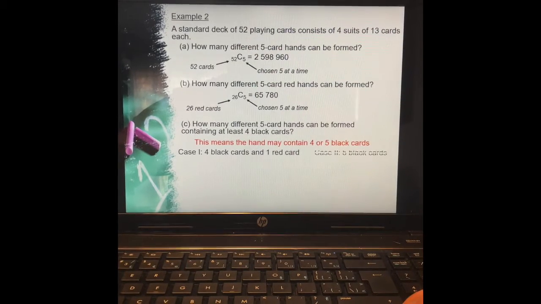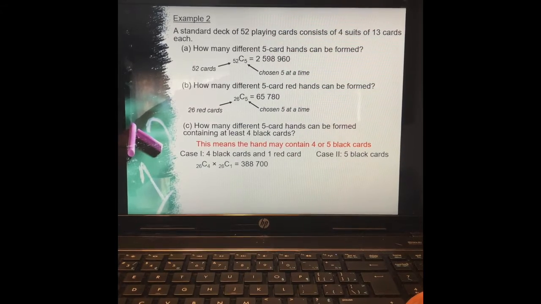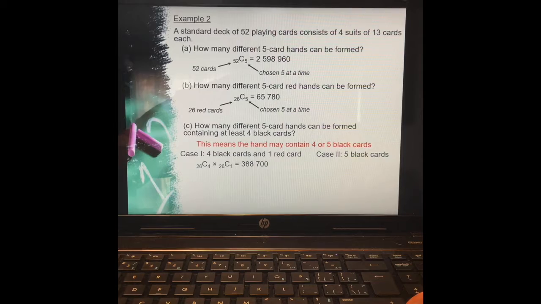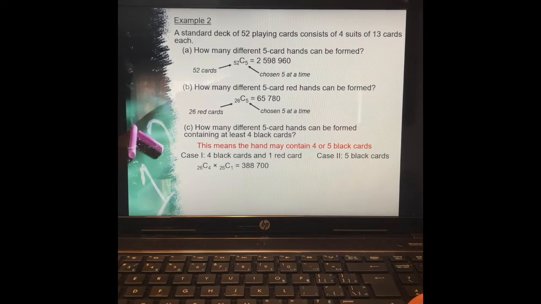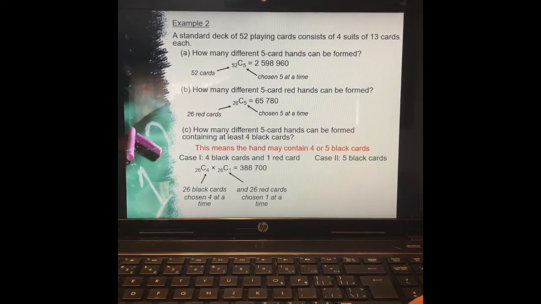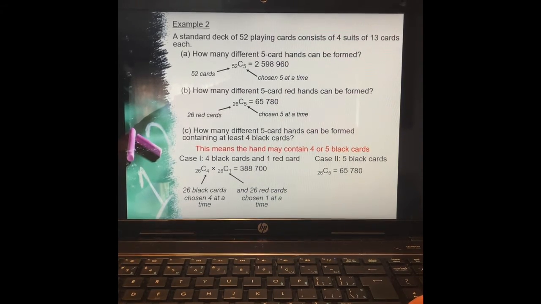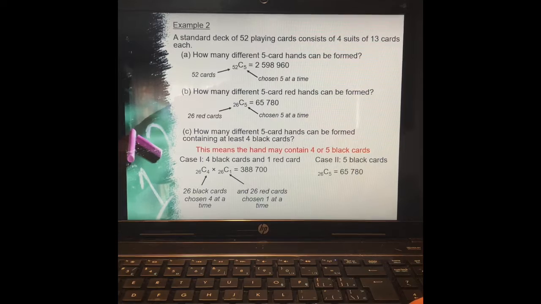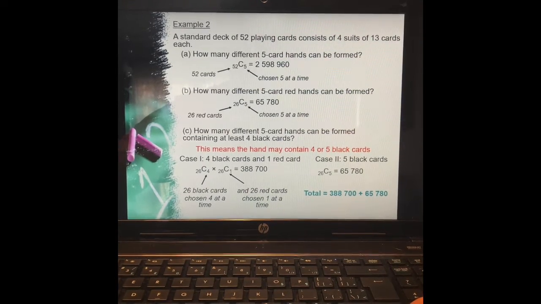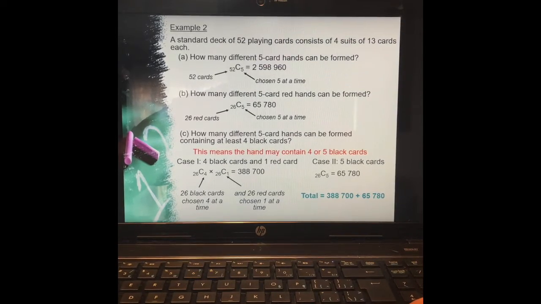So the black cards, 26 of them, choose 4, times the red cards, 26 of them, choose 1, or 26 black cards, choose 5. And anytime you have "or", you have to add. So add those totals up because it's an "or" situation.